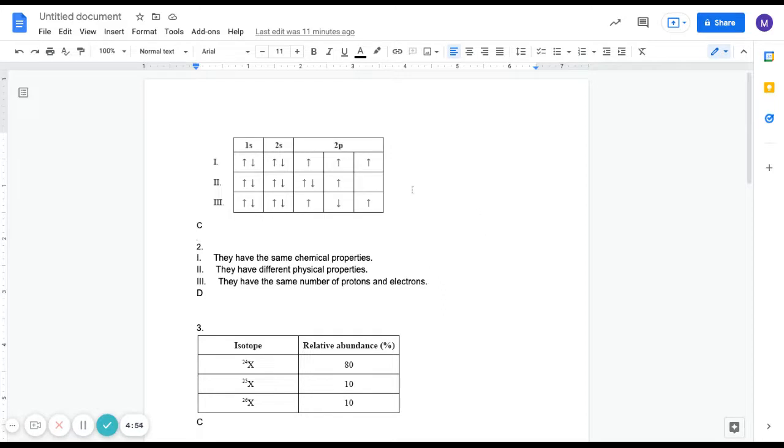As the first question states, which electron configuration does not follow Hund's rule? Hund's rule states that orbitals of equal energy are each occupied by only one electron before any orbital is occupied by a second electron, which means each of these boxes you see here needs to be occupied before you can move on to another box.